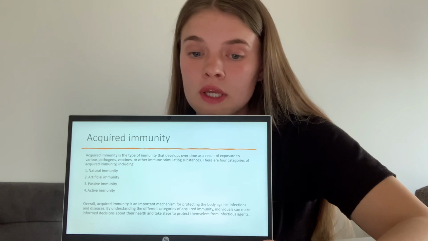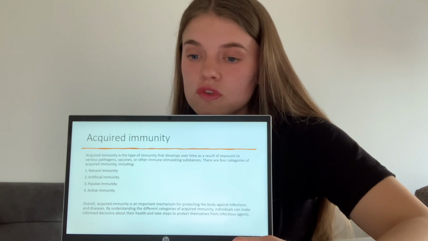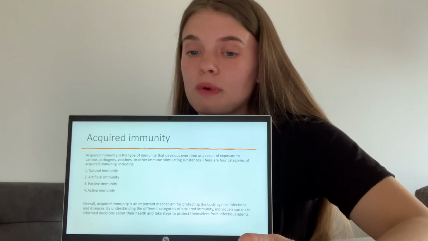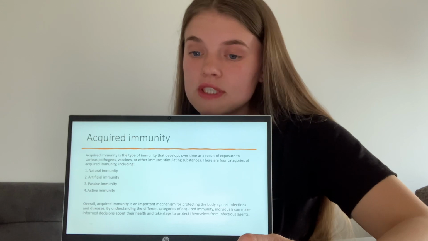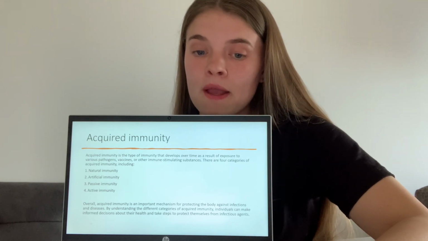Artificial immunity. This type of immunity is acquired through medical intervention, such as through vaccination or immunization. Vaccines contain weakened or dead forms of the pathogen or its components, which stimulate the immune system to produce a protective immune response.